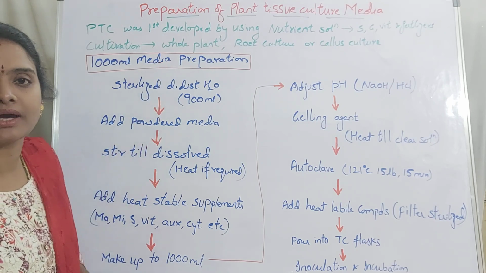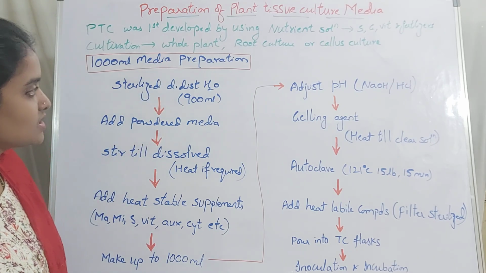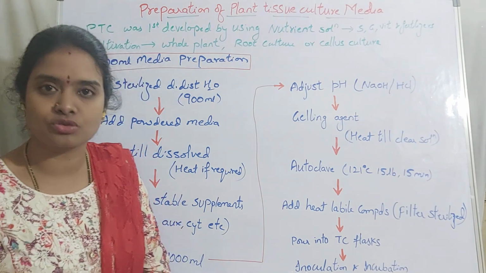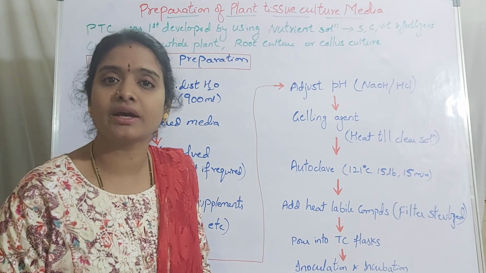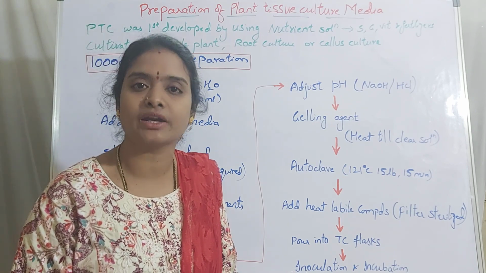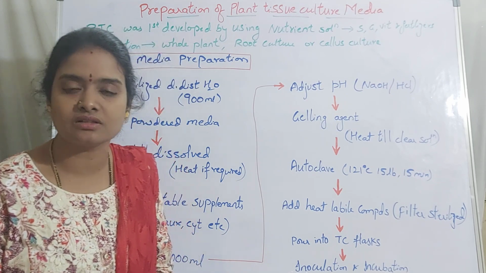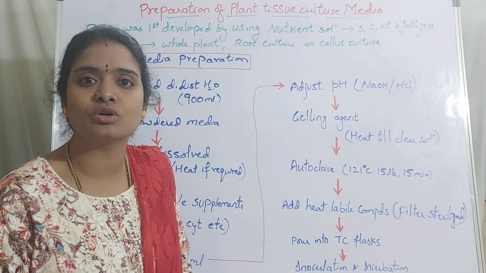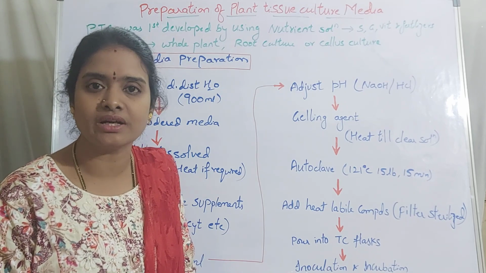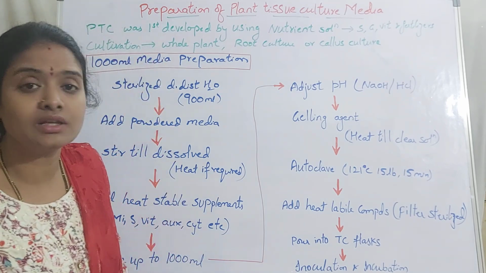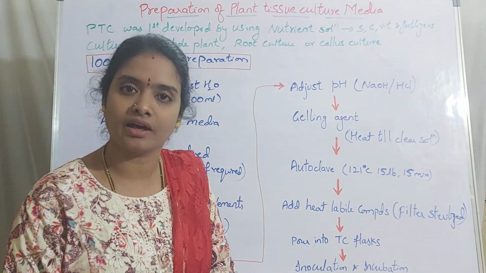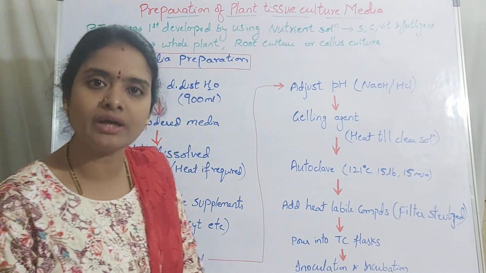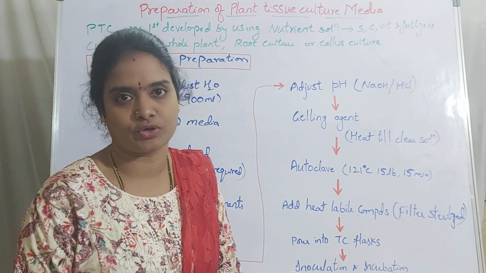We know what the macro elements and micro elements are. In the last class we discussed the basic nutrients required for plant tissue culture, that is the essential elements such as macro elements, micro elements, vitamins, proteins, amino acids. Apart from the hormones or any inorganic supplements, we have learned which compounds must be added to our media. So let us see how we are going to prepare the media now using all those compounds.